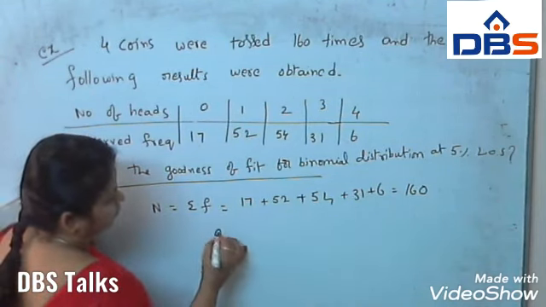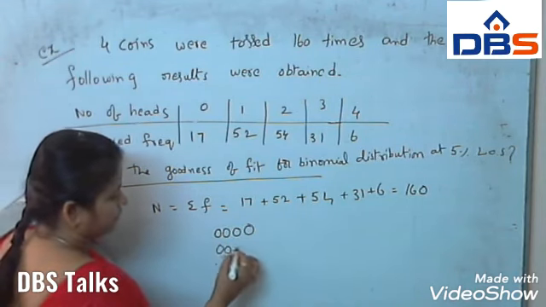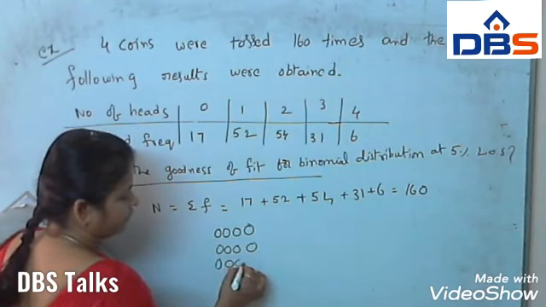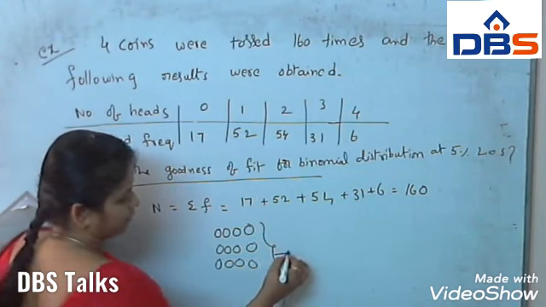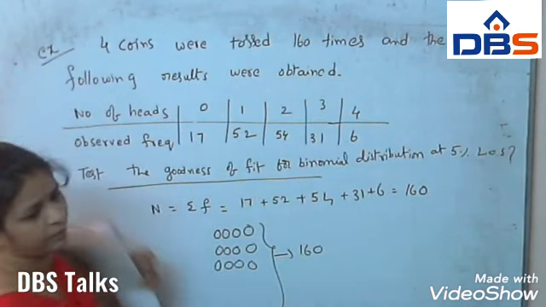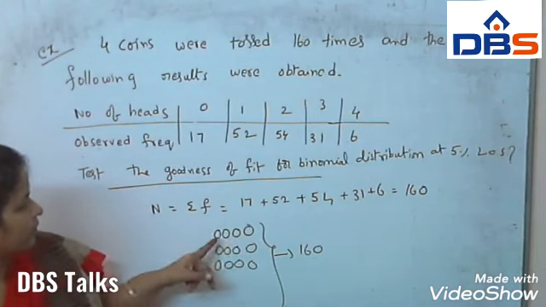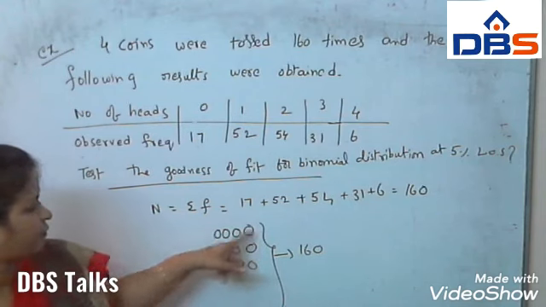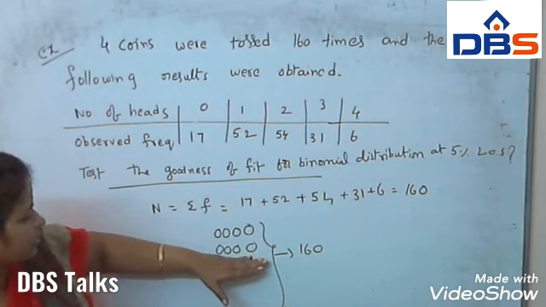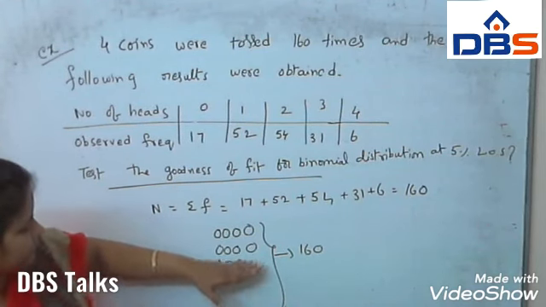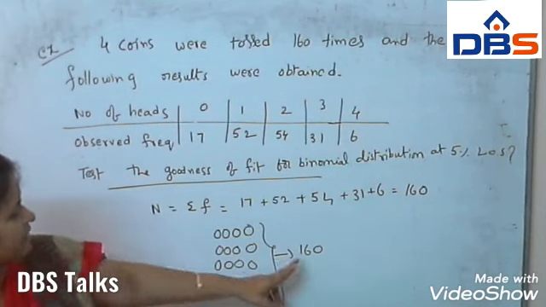So first we have tossed 4 coins. Again we have tossed 4 coins. Again we have tossed 4 coins. In this manner we have done this experiment 160 times. So one trial means tossing 4 coins. Tossing 4 coins is one experiment, tossing 4 coins is the second case, tossing 4 coins is the third case. In this manner we have done this experiment 160 times.